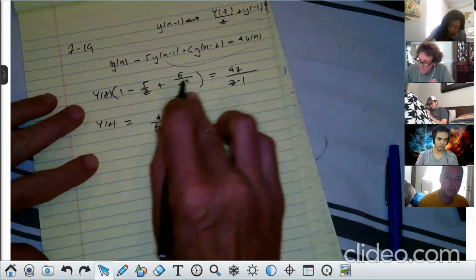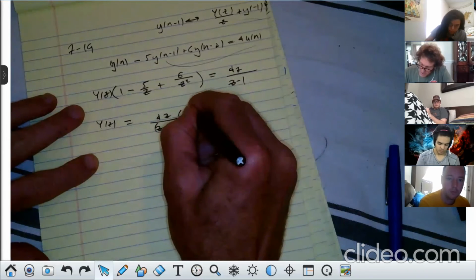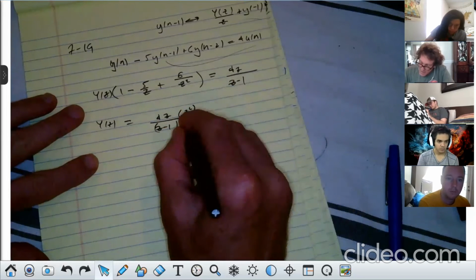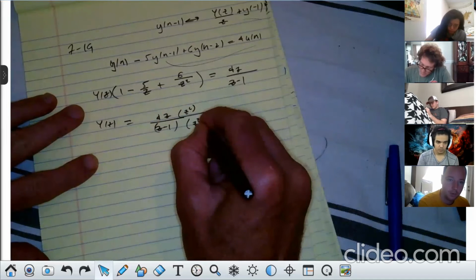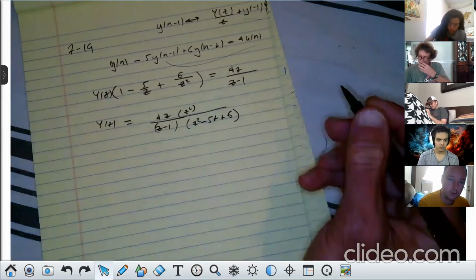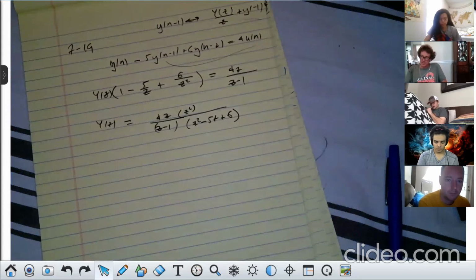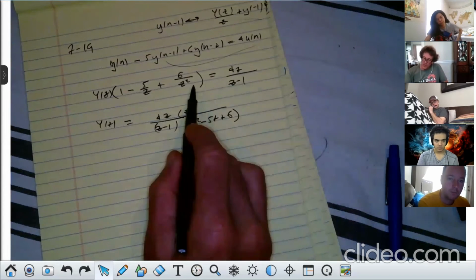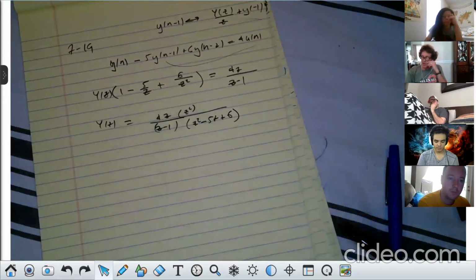Now I'm going to multiply both sides first by Z squared. So I'm going to multiply this by Z squared, and I left it separate. Then I divide by this, and that's going to be Z squared minus 5Z plus 6, right? Please take a look at that. Make sure you follow me. If you multiply both sides by Z squared first, over here you're left with Z squared minus 5Z plus 6, and I'm down to this point. Do you all agree with me?